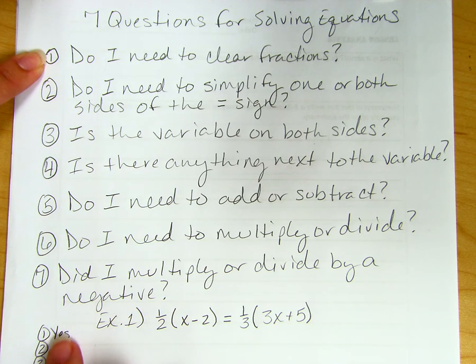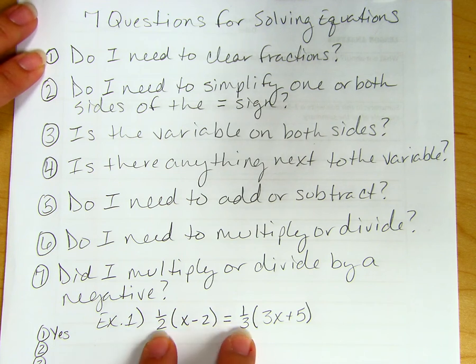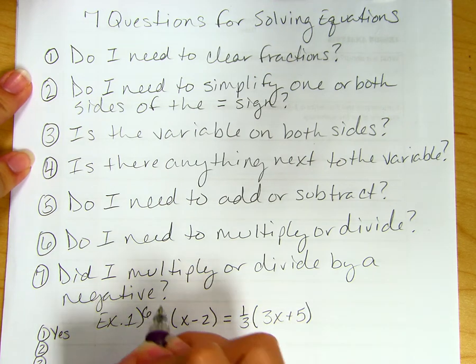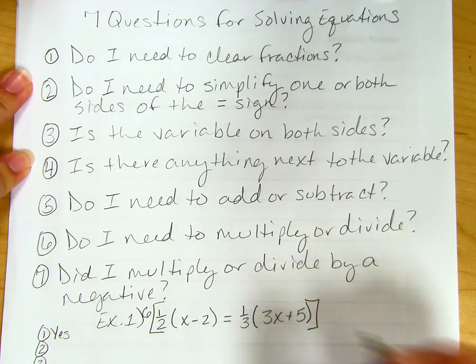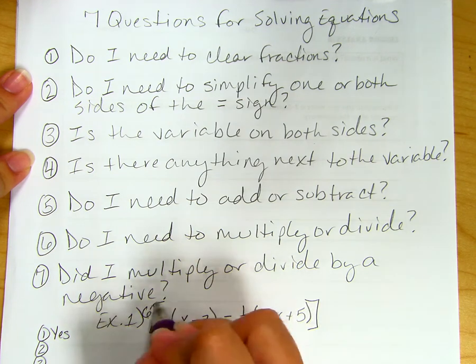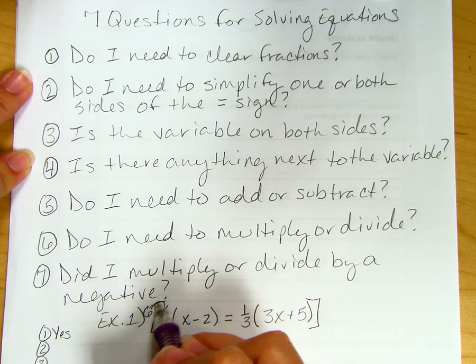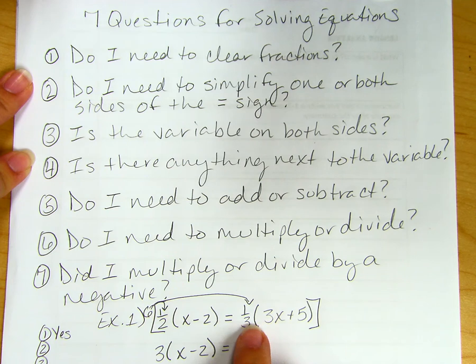And anytime you get a yes, you immediately do something. You have to either clear the fractions or simplify or whatever you said yes to. So yes, I need to clear fractions. I have a 1/2 and a 1/3. The greatest common denominator is going to be 6. So I'm going to multiply both sides of my equation by 6. When I multiply by 6 here, 1/2 of 6 is 3, and everything else stays the same. Then when I multiply 6 over on this side, 1/3 of 6 is 2, and everything else stays the same.